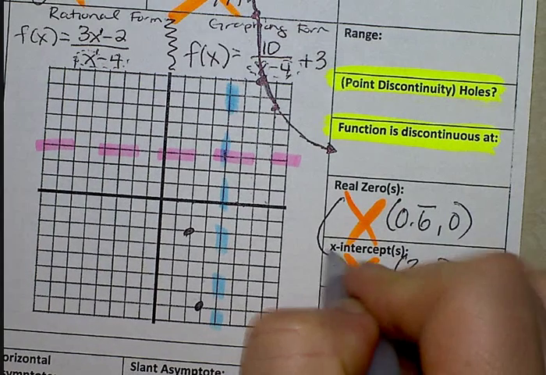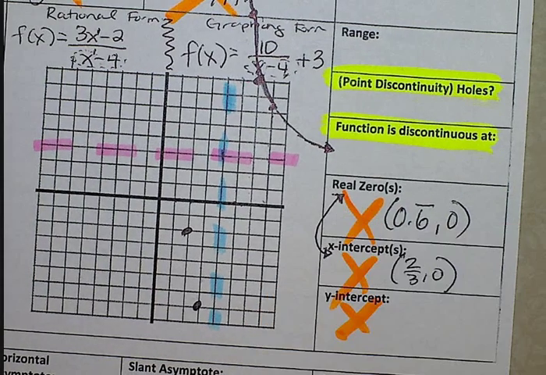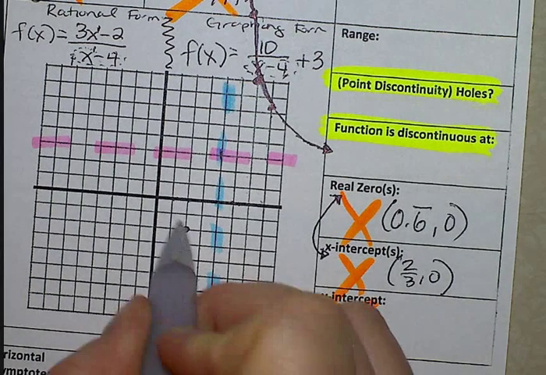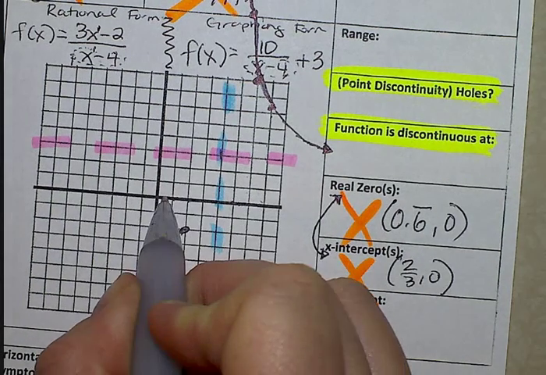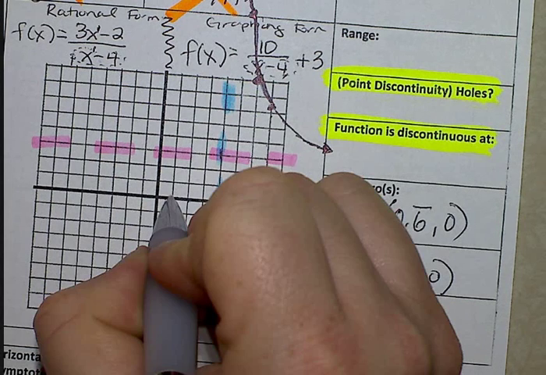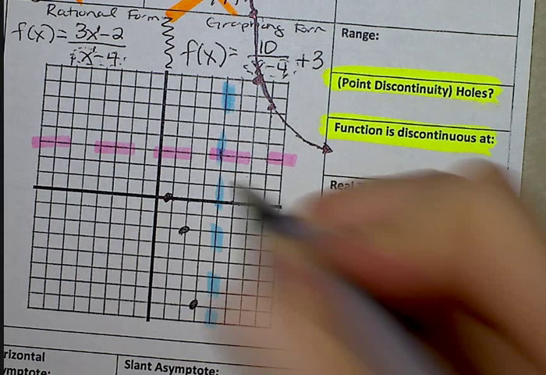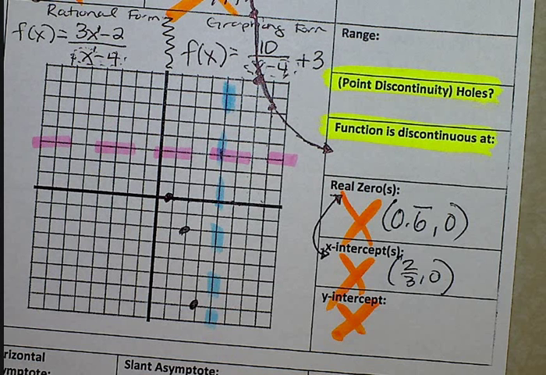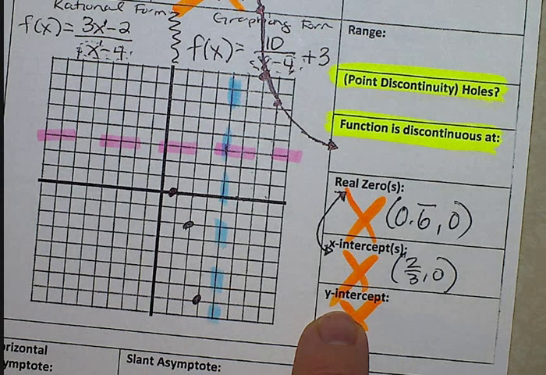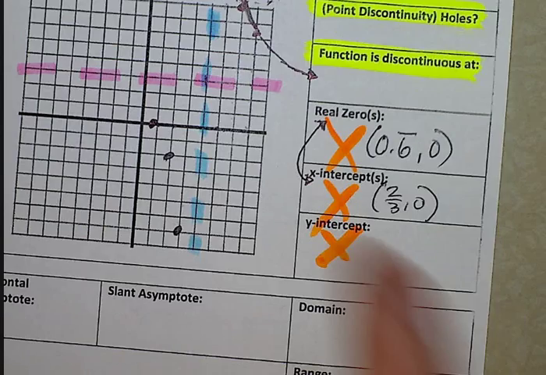Your real zero is the same as your x-intercept. So I'm going to go to 0.6, of course you're just approximating, 0.6 repeating and 0, and make a dot. That's your x-intercept. Who remembers in this classroom, going back to the 8th and 9th grade, when you find the y-intercept, what do you always set x equal to? 0. So let's put in parentheses x equals 0.